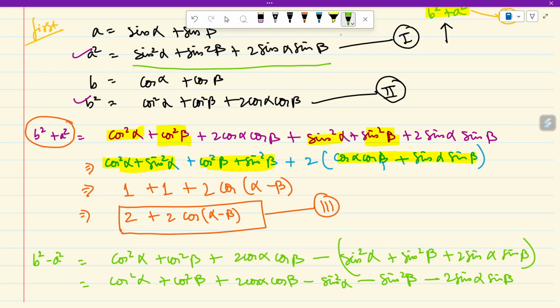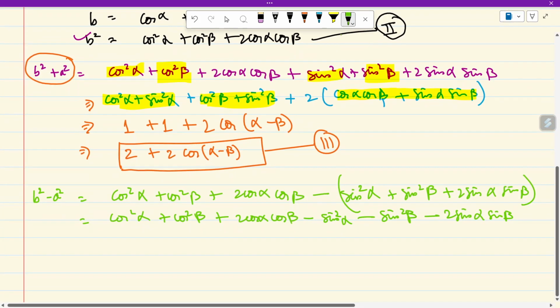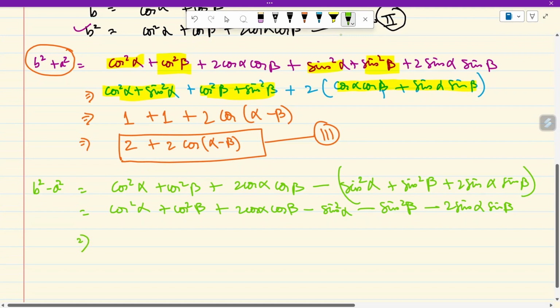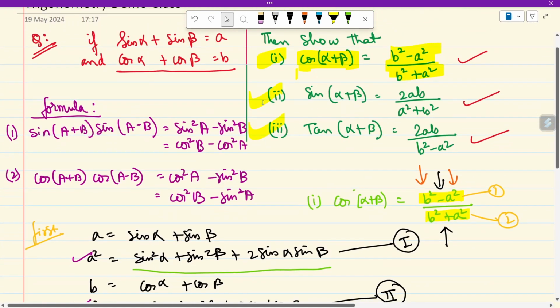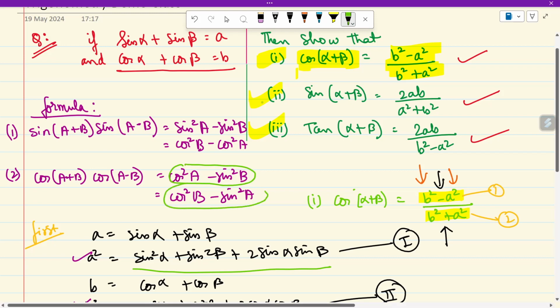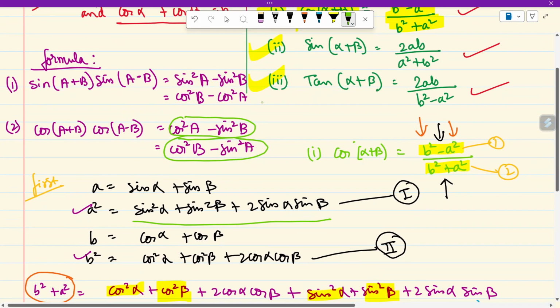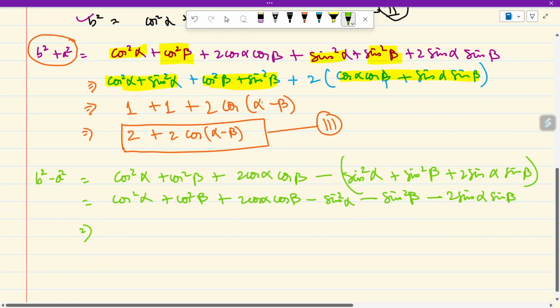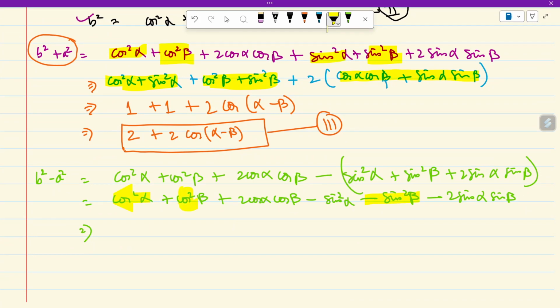Now if we start clubbing it together, what will we get? We will get cos square alpha minus sin square alpha, or we will use this formula: cos square a minus sin square b, that is cos square alpha minus sin square beta, or cos square beta minus sin square alpha, whichever is applicable. So let us see what is coming. From here we can see that we are getting cos square alpha minus sin square beta and cos square beta minus sin square alpha. So we can club it in that formula and see what answer is coming.